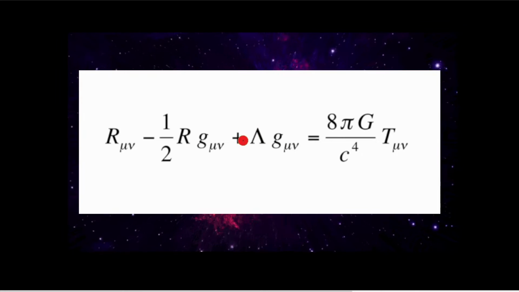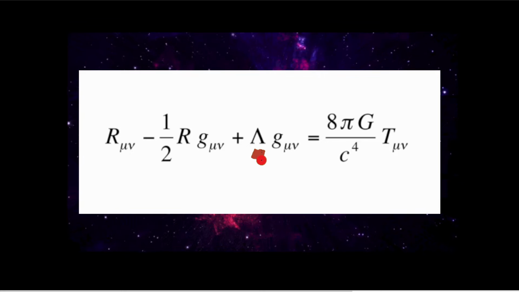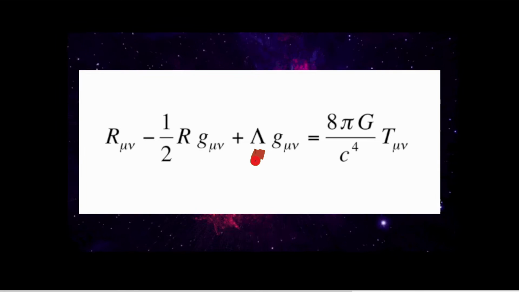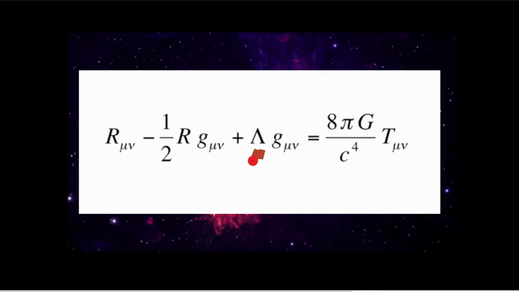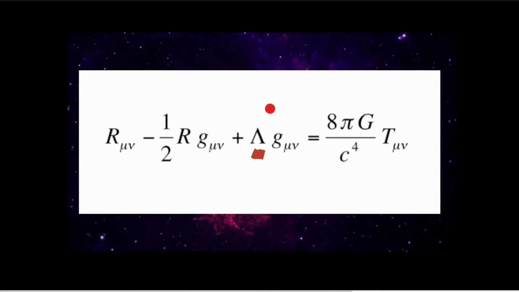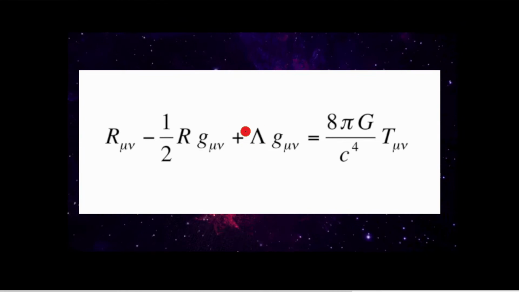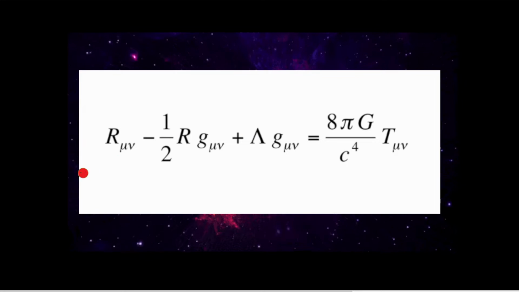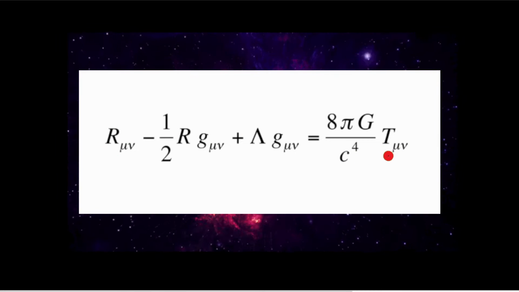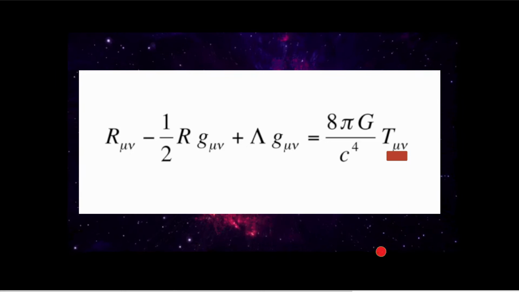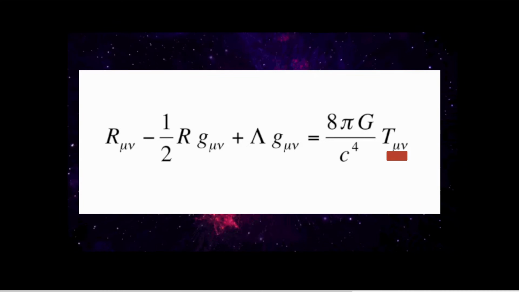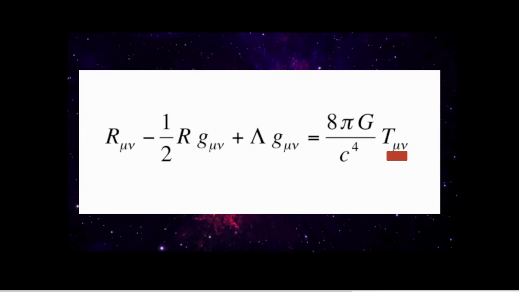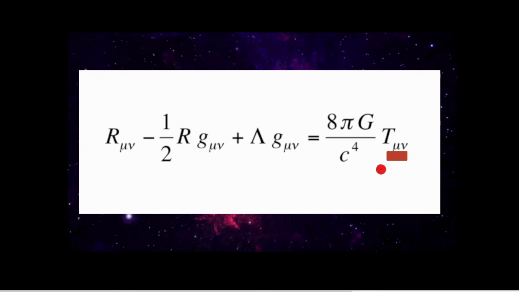And we also have capital lambda here. Capital lambda turns out to be the cosmological constant. We will explain the reason for that as well, and the reason why it is in this equation. And then finally, over here on the right-hand side, we have T of mu nu. This is the stress energy momentum tensor. We will attempt to explain what that is as well. It's a very complex term.